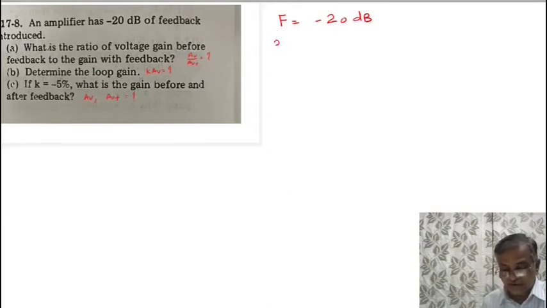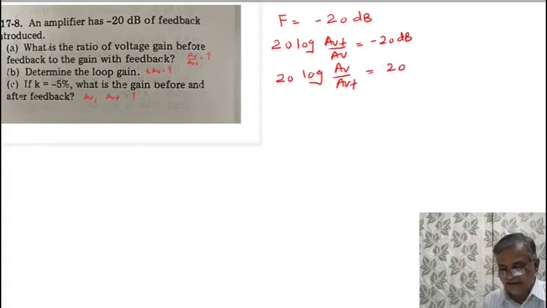Feedback, you know this, is 20 log AVF upon AV. It is minus 20 dB. So I can write 20 log AV upon AVF is 20. I think you understand. I have interchanged it: instead of AVF upon AV, I have written AV upon AVF. If you don't understand, multiply with the minus sign and you can get the idea.